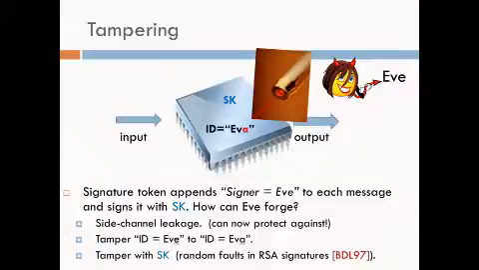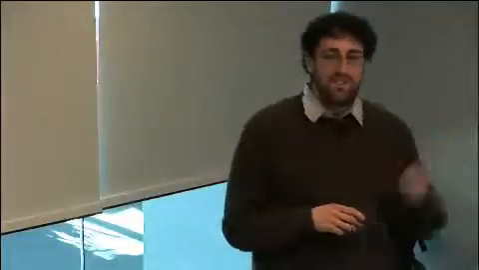And actually, there's a really nice work by Boneh, DeMillo, and Lipton that showed that if these signatures are RSA signatures, then just by introducing random faults while the signature is being computed and then seeing the signature at the end, you can actually factor the RSA modulus. You can completely break the scheme. So with these attacks, you might even put the device in a microwave or something and get some random errors, and that would let you break things.